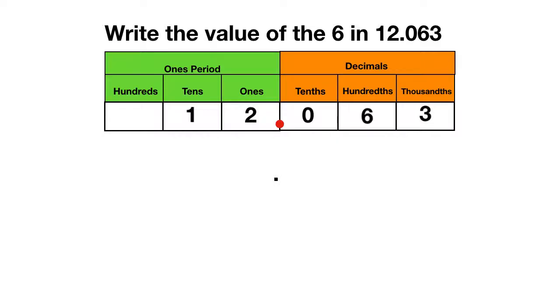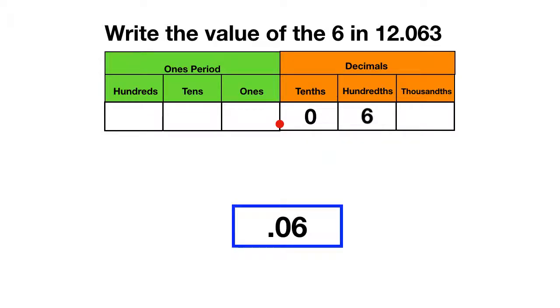So if we want to write the value of the 6, we need to just fill in the empty place values between the 6 and the decimal point. That means we put a 0 in the tenths place. The value of this 6, or 6 hundredths, can be written as 0.06.